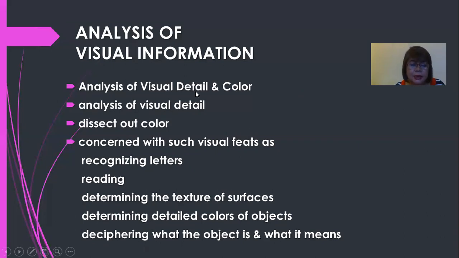Analysis of visual detail and color. Analysis of visual detail, dissecting out color, is concerned with such visual feats as recognizing letters, reading, determining the texture of surfaces, determining the detailed colors of objects, and deciphering what the object is and what it means.